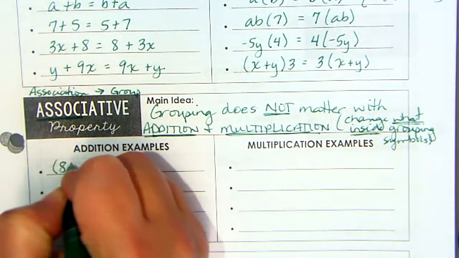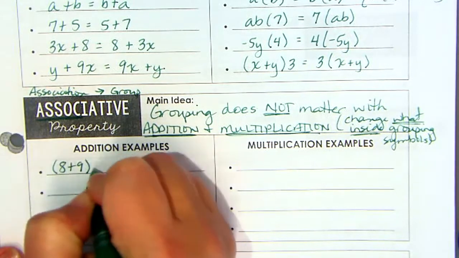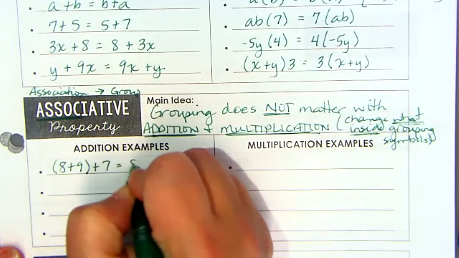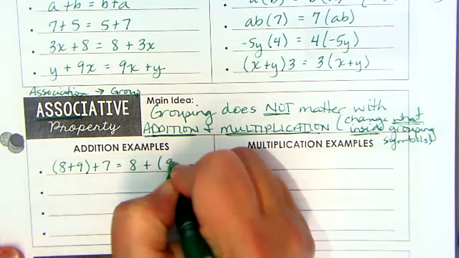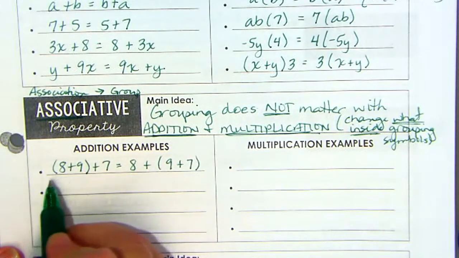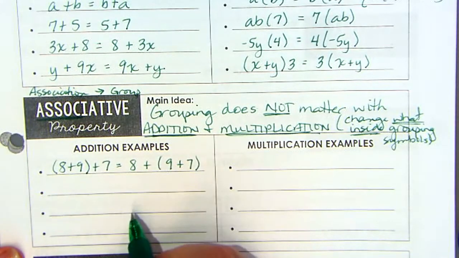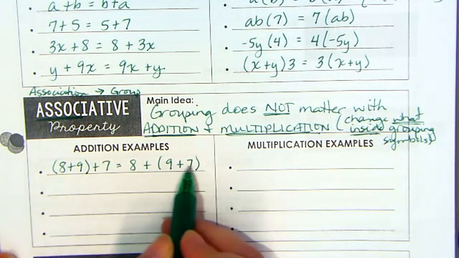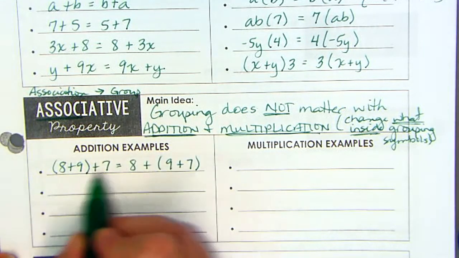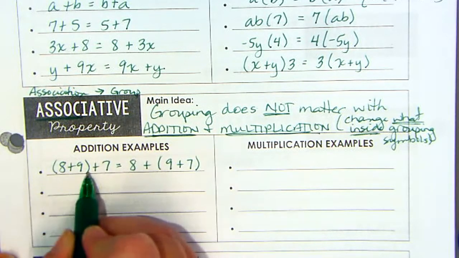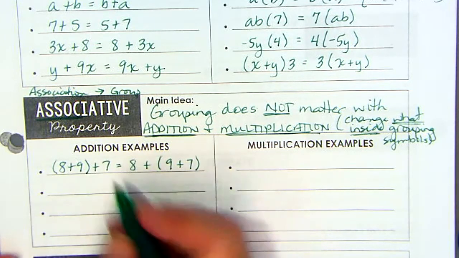If we have 8 plus (9 plus 7), that's the exact same as (8 plus 9) plus 7. Notice what's inside my parentheses is what changed. So that's the associative property. What's inside the parentheses changed, not the order that they were written in. It's still 8, 9, 7, 8, 9, 7. It's just what's inside the parentheses that changed.